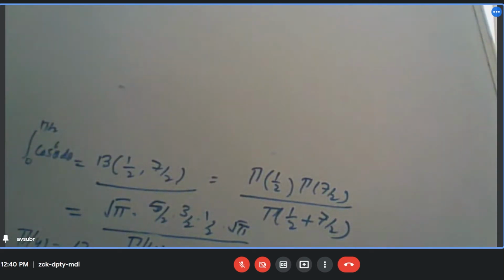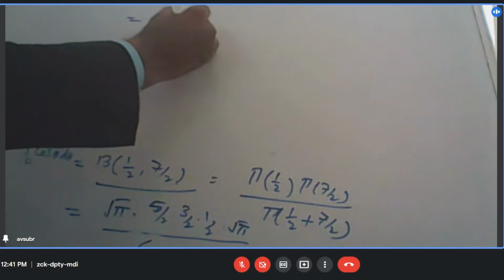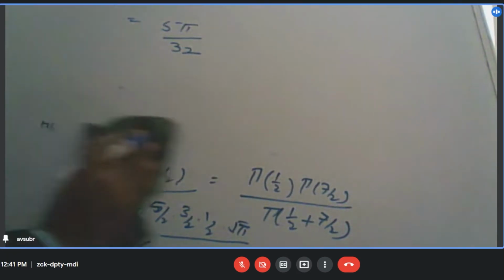So it means that यहाँ पर मैं डायरेक्टली लिख देता हूँ 3 factorial मतलब 6. Okay, so if I solve it, what will I get? 5 pi by 30. Is it okay? समझ में आ गया?